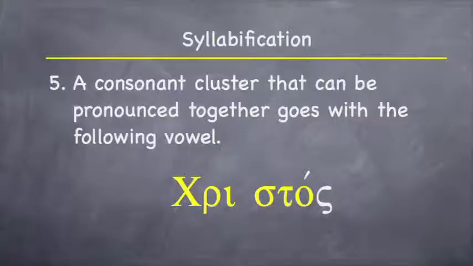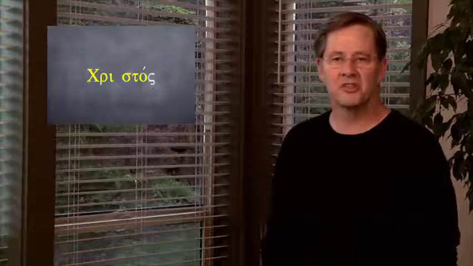Rule 5 is just the flip side of rule 4. It says that if a consonant cluster can be pronounced together, then that consonant cluster is going to go with the following vowel. This is the word for Christ, and chi and sigma tau can be pronounced together. So they're kept together and they go with the following vowel. So it's Χρι-στός. Okay?